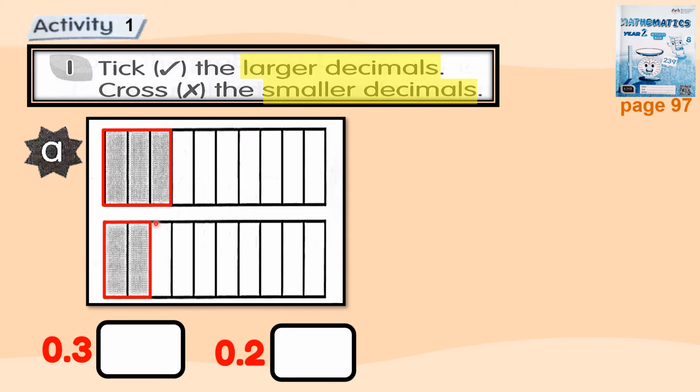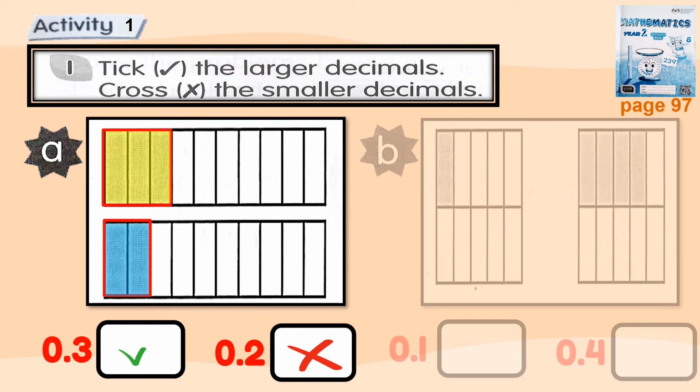Look at the first picture. The first picture has more shaded parts. So, 0.3 is a larger decimal. Tick correct. The second picture has less shaded parts. So 0.2 is a smaller decimal. Tick cross.